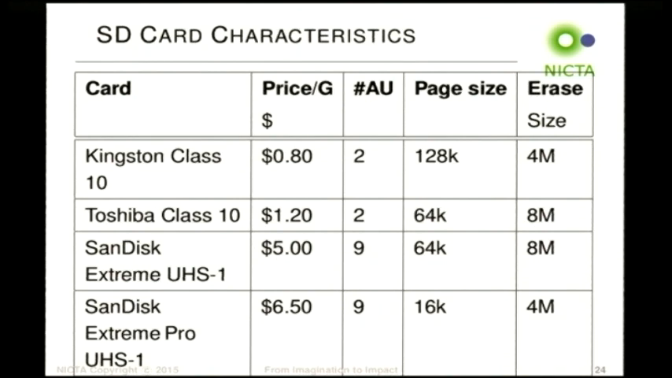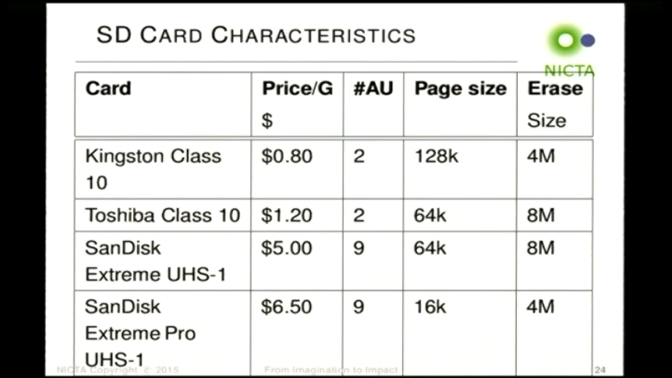Here are the SD cards. I've scaled them because they're all different numbers of gigabytes by the price per gigabyte. The Kingston was the cheapest at 80 cents. The Toshiba Class 10 Exceria was $1.20 per gigabyte. The SanDisk Extreme UHS-1 was at $5 and so on. And we found the number of open allocation units. For the cheaper cards, there's 2. What's more, for the Kingston Class 10 card, one of those allocation units was bound to the FAT file system area. So that was always open. And then the other one went all over the place.